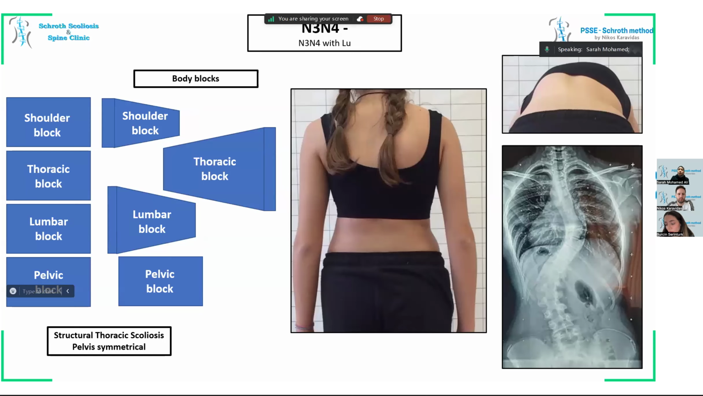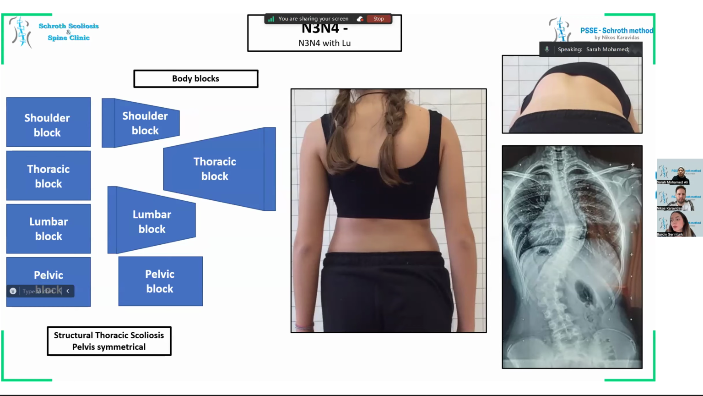How about the non-3, non-4 minus? The minus means that my main curve, of course, will be significant, but also the other curve will be significant as well. So I have a structural thoracic scoliosis. Yes, it's the main curve. Second, the pelvis is in the midline. Third, when I look at the X-rays, can I do overcorrection now to the main curve, which is the thoracic? Of course, I cannot do an overcorrection to the main curve because I have now a significant lumbar or thoracolumbar curve.